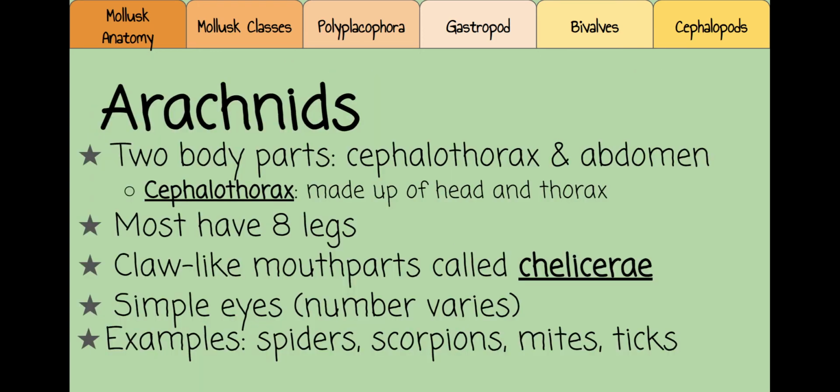Then we have the arachnids. They have 2 body parts, cephalothorax and an abdomen. The cephalothorax is made up of the head and the thorax. Most have 8 legs. They have claw-like mouth parts called chelicerae. Sounds a little Italian there, chelicerae. Simple eyes. The number varies of how many eyes they have. Examples would be spiders, scorpions, mites, or even ticks.